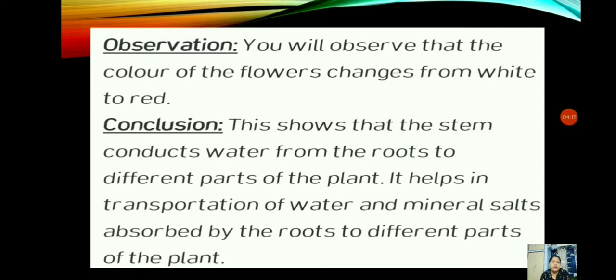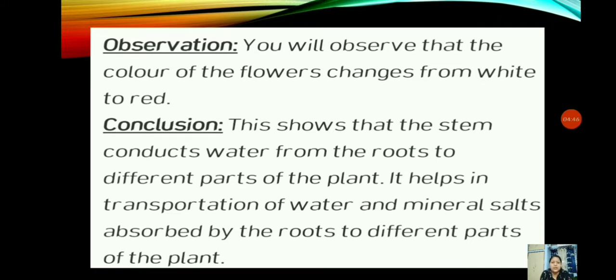Now observation. After 8 hours, you will observe that the color of the flowers changes from white to red. So what has happened? The color of the flower has changed to red. Why is this so? Because the water is conducted with the help of the stem to the different parts of the plant. So the colored water gets transferred even to the flowers. That is why the flowers change from white to red.